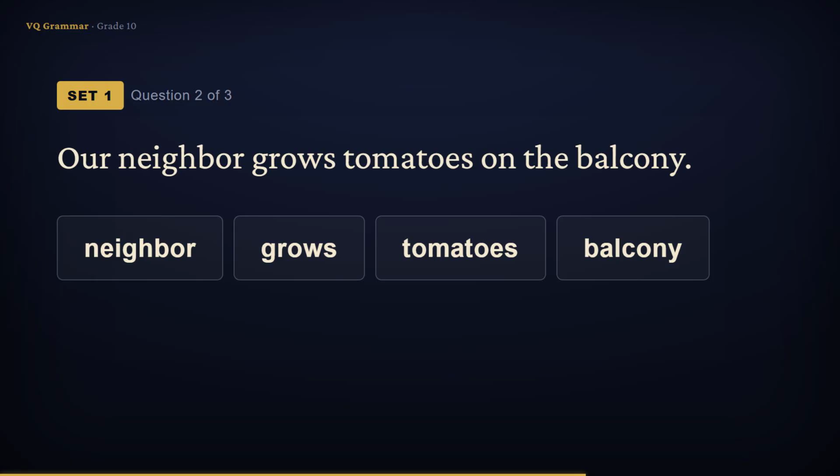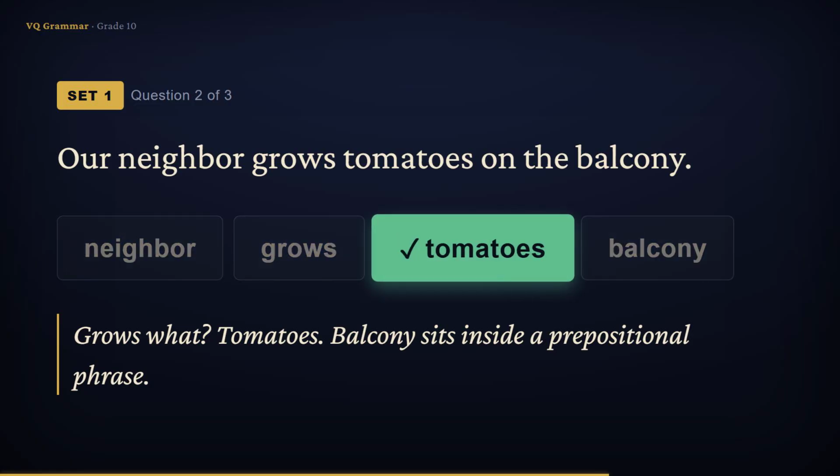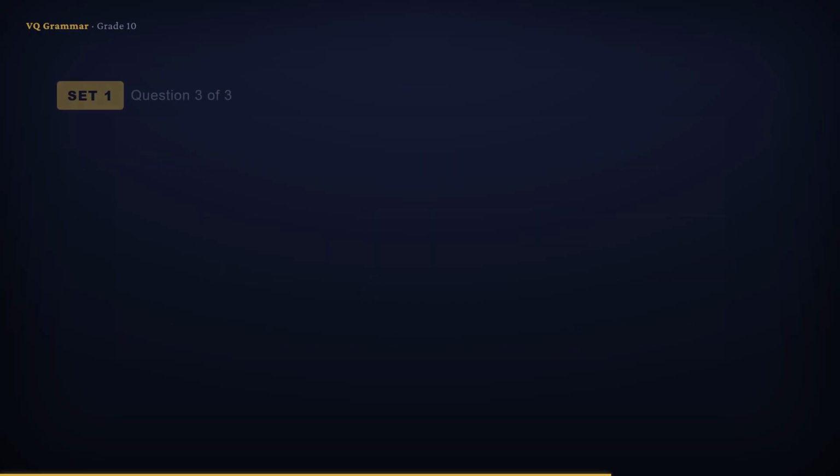Next, our neighbor grows tomatoes on the balcony. The action verb is grows. Grows what? Tomatoes. Now, be careful with balcony. It sits inside the prepositional phrase, on the balcony, so it cannot be an object of the verb. The direct object is tomatoes.